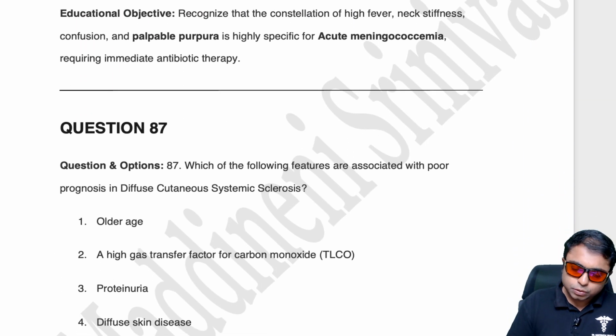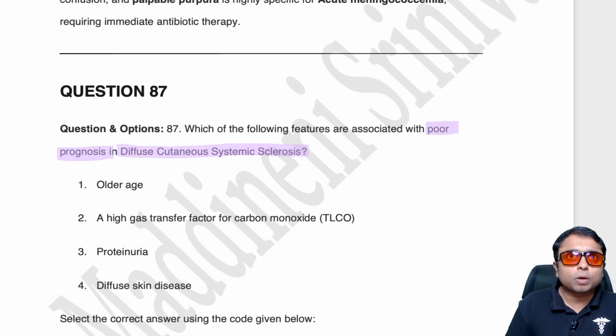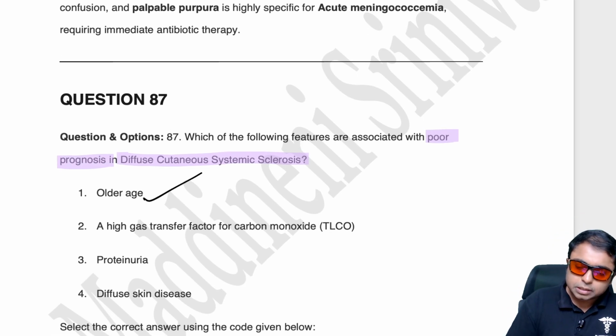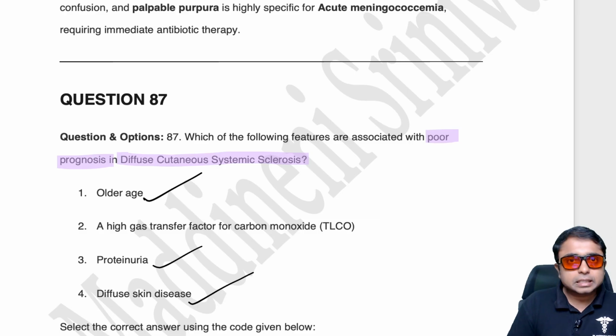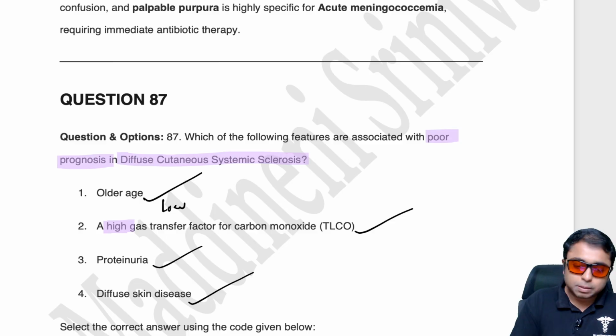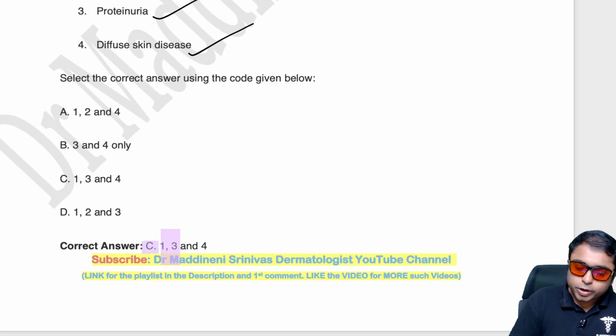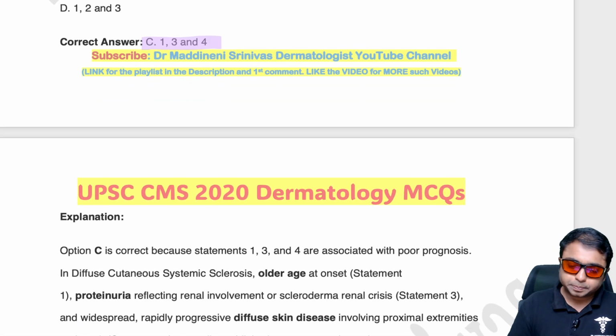Right. Next question is regarding diffuse cutaneous systemic sclerosis. You need to identify the poor prognostic markers among the given options. Right. Older age is definitely a poor prognostic marker. Proteinuria, that is telling that kidney involvement is there, is also a marker. Diffuse skin disease is also an important poor prognostic marker. Whereas it is not high gas transfer, it is a low gas transfer factor which is going to be the poor prognostic marker. But since high is mentioned, option 2 cannot be there. So we are going to choose 1, 3, 4 as the correct answer.